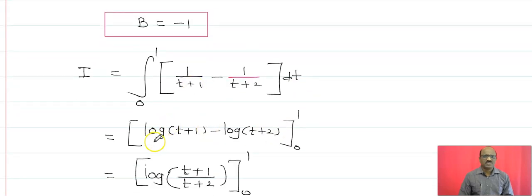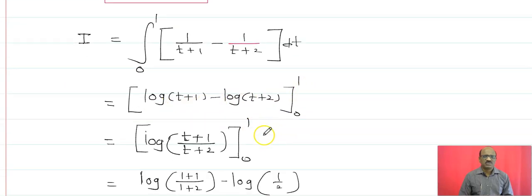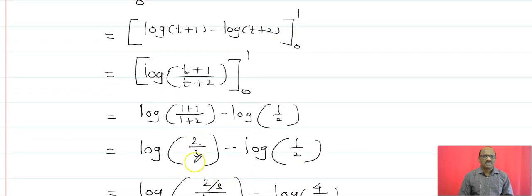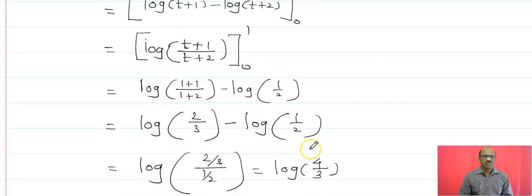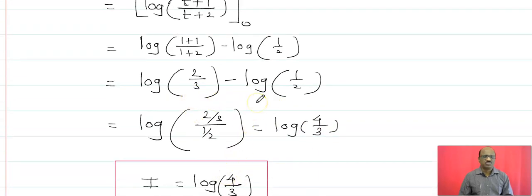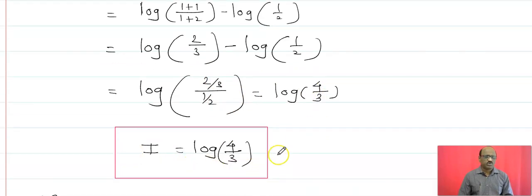And what is the integral? That is log of (t plus 1) minus log of (t plus 2). Lower limit is 0, upper limit is 1. Substitute it: log of (1 plus 1) upon (1 plus 2), that is log of 2 by 3, minus log of 1 upon 2. Here is a subtraction between two logs. That is log of m minus log of n, that is log of m upon n. Therefore, it is 2 by 3 upon 1 upon 2, and this is multiplied by the reciprocal. This 2 into 2 will become 4 upon 3. And hence, I is equal to log of 4 upon 3.